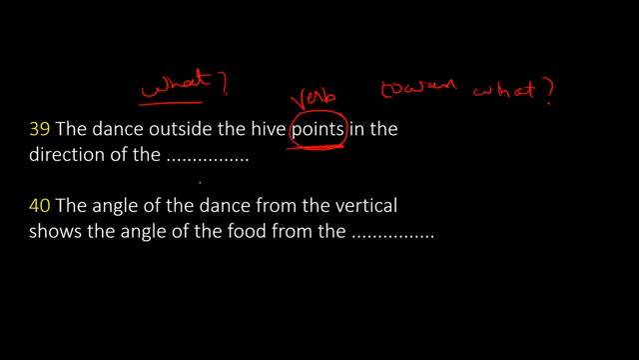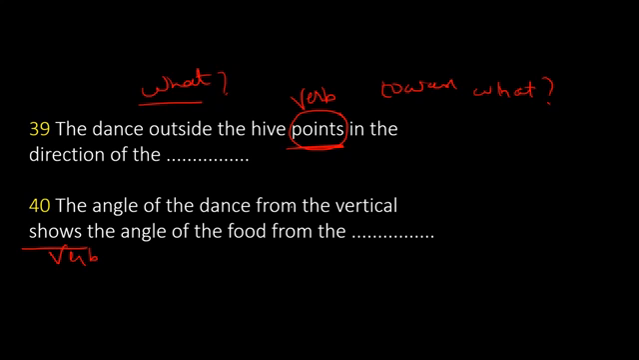You go back to the passage, you look for something points towards something. That means the dance outside the hive points towards the direction of something. Looking at the next one, the angle of the dance from the vertical shows the angle of the food from the blank. You see, shows is the verb here, which we have to take care of. What shows what, or in what angle?